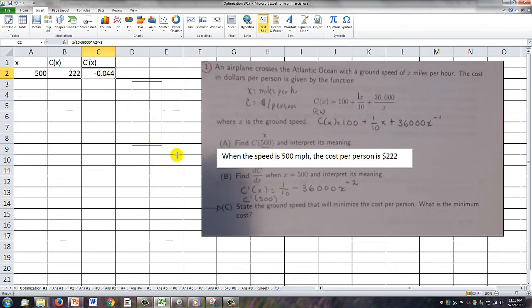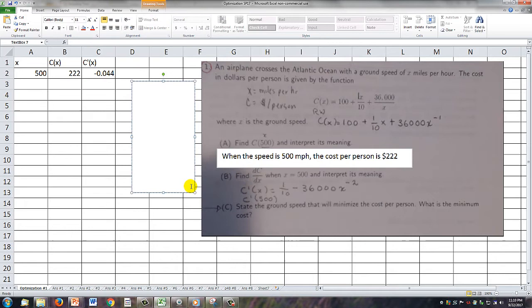And so that means that this is an instantaneous rate of change. The derivative is an instantaneous rate of change. It's not called marginal. It wouldn't make sense to say the 501st mile, so this is an IRC interpretation. So at 500 miles per hour, the function is a cost per person function, is increasing.